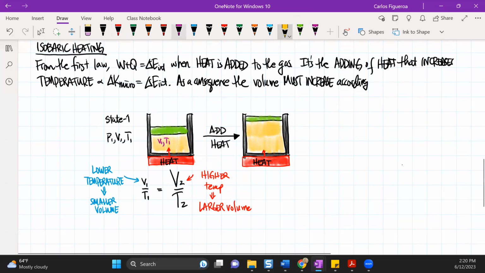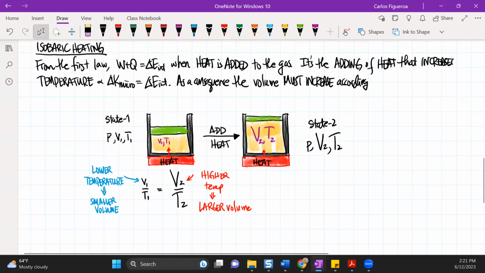In other words, the volume in this situation is larger as well as a higher temperature. I should have written 2 and 2. So if I look at this, I would say that the pressure plays no role because it's being kept constant. So when I look at state 2, the pressure stays the same, but the volume is larger because the temperature is larger.